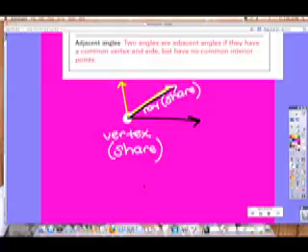Kelsey, question? Did it have to be acute? No, that is a fantastic question. No, as long as they are sharing a vertex and a ray, whatever type of angle, they can be adjacent. Great question.